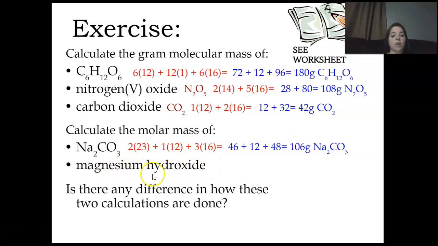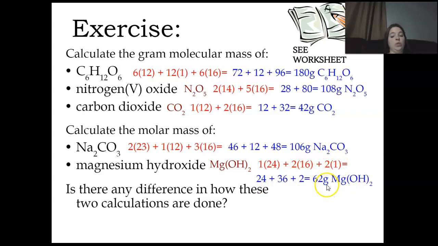Magnesium hydroxide. Magnesium has a plus 2 charge. Hydroxide has a, sorry, not a 0 charge, a minus 1 charge. You should have this because the 2 gets crossed over. Then you're just going to multiply it out. 1 magnesium, 2 oxygen, 2 hydrogen. Add it all up. You should get 58 grams per magnesium hydroxide.